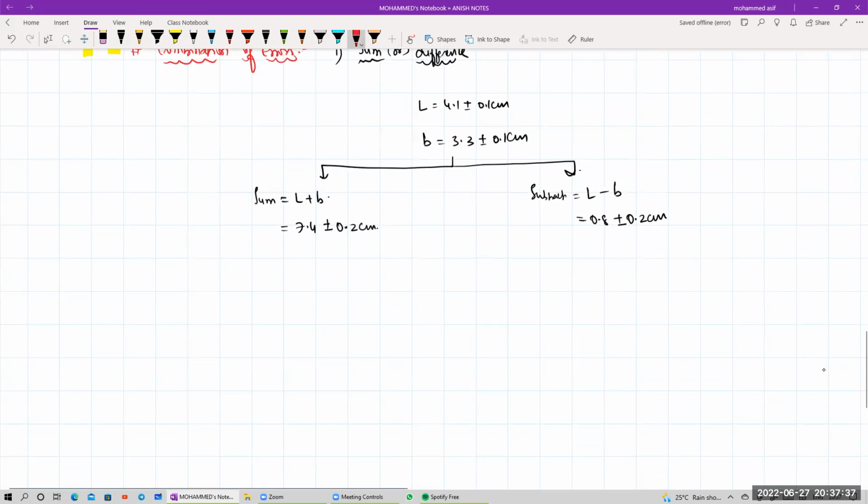If I'm talking about your product or division, even for this one the relation is the same, whether I'm talking about multiplication or the division part. Like, for example, I got some value.